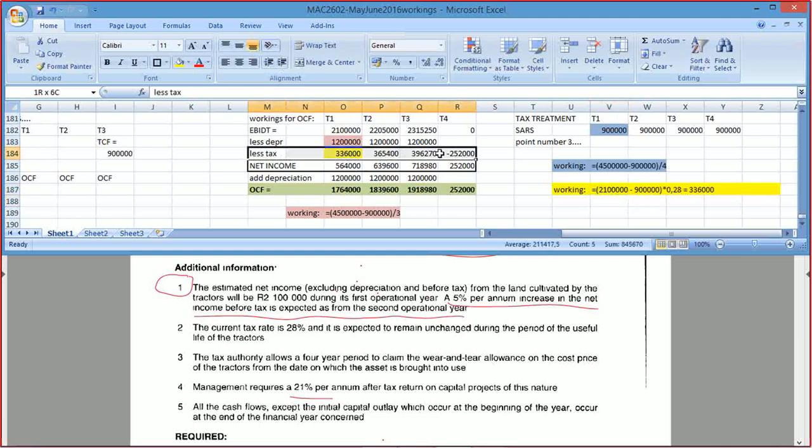Okay, because remember, your tax. So in other words, the tax that you actually pay is only going to be 336, because the 336 is based on this 2.1 million minus the 900,000, not minus the 1.2. Because that's the accounting treatment of it. Okay, sir. Alright, and then you add back the depreciation, and then you get those OCFs. Okay, so now I can put those OCFs here.